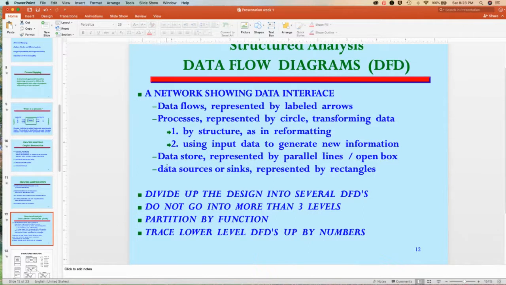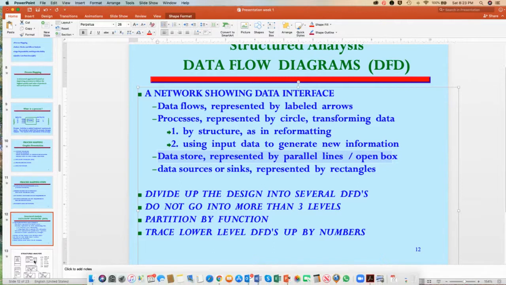Okay, so data flows are presented by labeled arrows, processes are presented by a circle, and data stores are presented by lines. So essentially, you go into a process or a design or a company operation or department operation, you take a top view of it, and then you kind of go down in data flow diagrams up to a certain level. You don't go more than 3 levels because then it gets to be too complicated. And then tie in each level to the upper level.